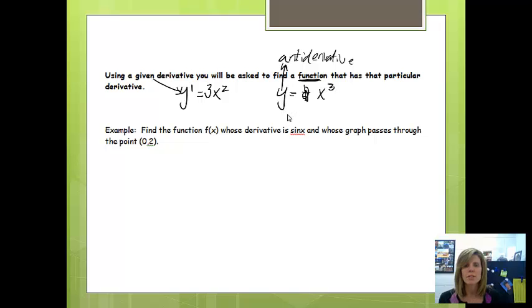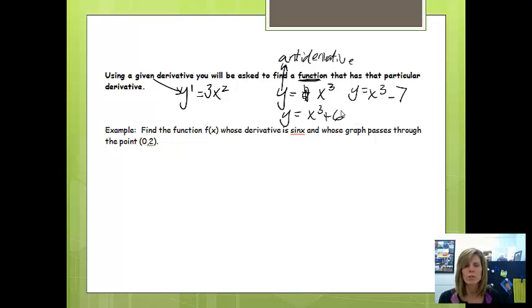Notice that wouldn't be the only antiderivative, because what if I put y equals x cubed plus 6? If I took the derivative of this, I'd also get 3x squared. So there can be more than one antiderivative. I might have y equals x cubed minus 7. Again, if I took the derivative of this, I would get 3x squared. So there are actually lots and lots of different antiderivatives.